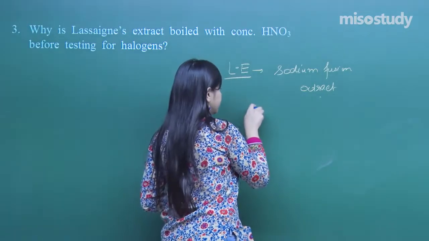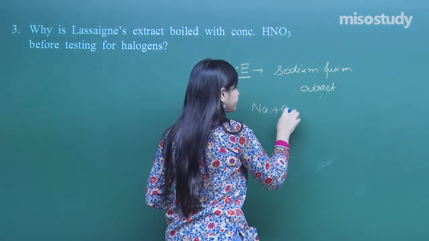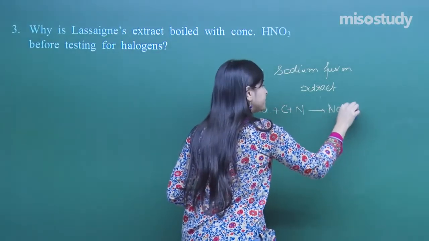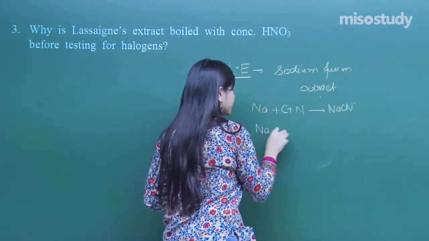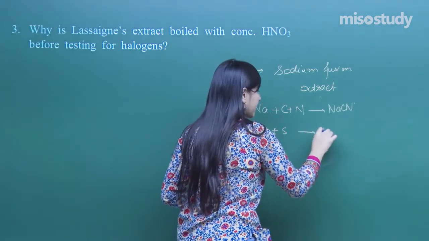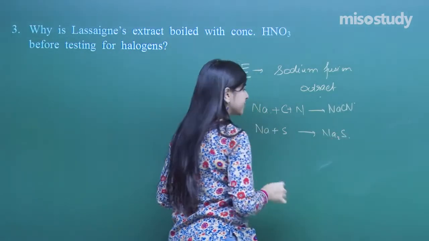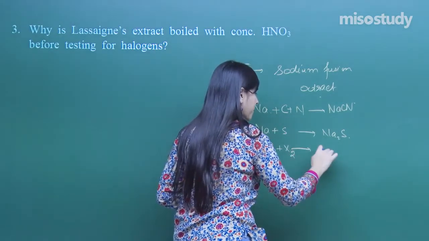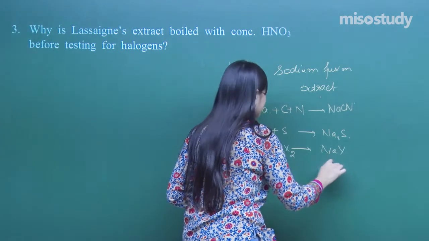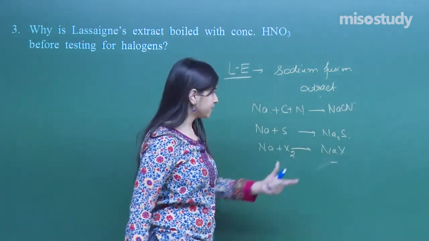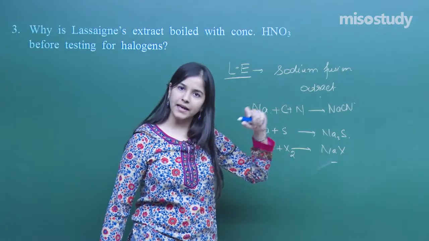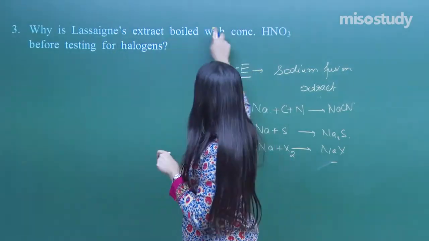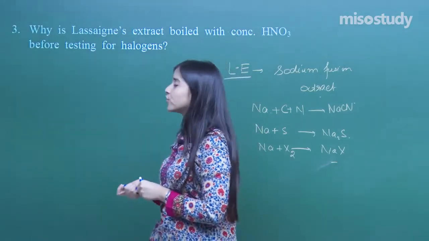If there is nitrogen present, we get NaCN. If there is sulfur present, we get Na2S. If there is halogen present, we get NaX, and that is how it goes. Clear? So this is nothing but LE, the Lassaigne's extract we obtain. Now what they are asking is, why is Lassaigne's extract boiled with concentrated nitric acid before testing for the halogens?